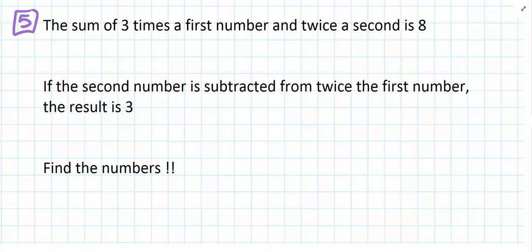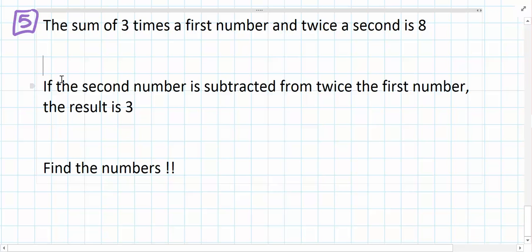You don't need to write it all out, just as long as we understand what's being asked of us, okay? It says the sum of 3 times a first number and twice a second is 8. All right, so these are words. We're going to take these words and do some math with them. If the second number is subtracted from twice the first number, then the result is 3, and we are supposed to find the numbers. Have you seen these types of problems before? Yeah, you have, right?